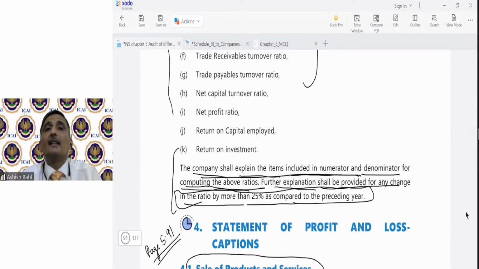So remember that while calculating ratios, numerator and denominator has to be disclosed for computing above ratios, and if there is a variation in above ratio, if there is a change in above ratio, be it plus or minus, any type, the word variation or change is used. Further explanation shall be provided for any change in the ratio by more than 25% as compared to preceding year. Okay.